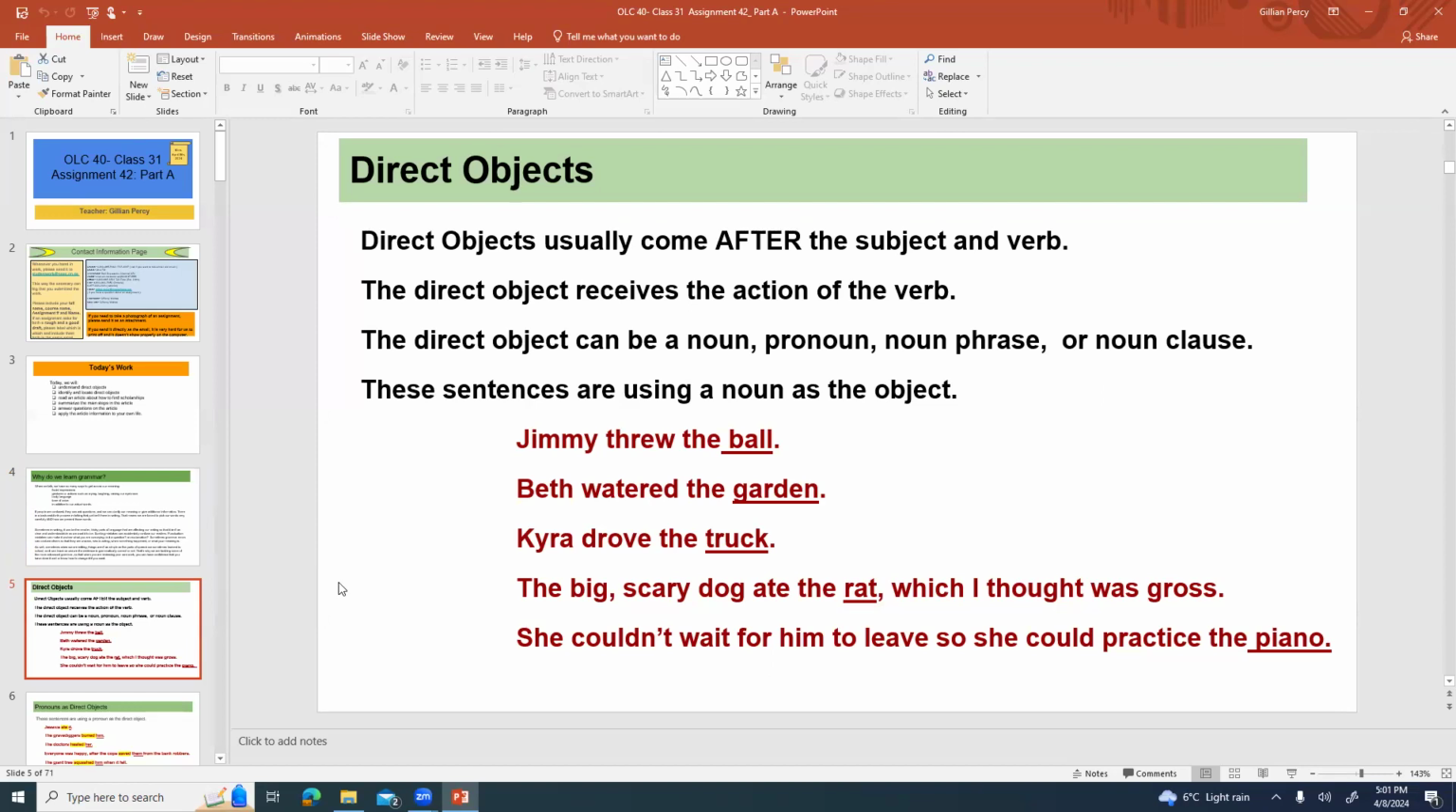So direct objects. Direct objects basically come after the subject and the verb, and it receives the action of the verb. A direct object can be a singular noun, a single noun all by itself, a pronoun, a noun phrase, or a noun clause. So these sentences are all using a noun as the object. Jimmy threw the ball. Beth watered the garden. Kyra drove the truck. The big scary dog ate the rat, which I thought was gross. She couldn't wait for him to leave so she could practice the piano.